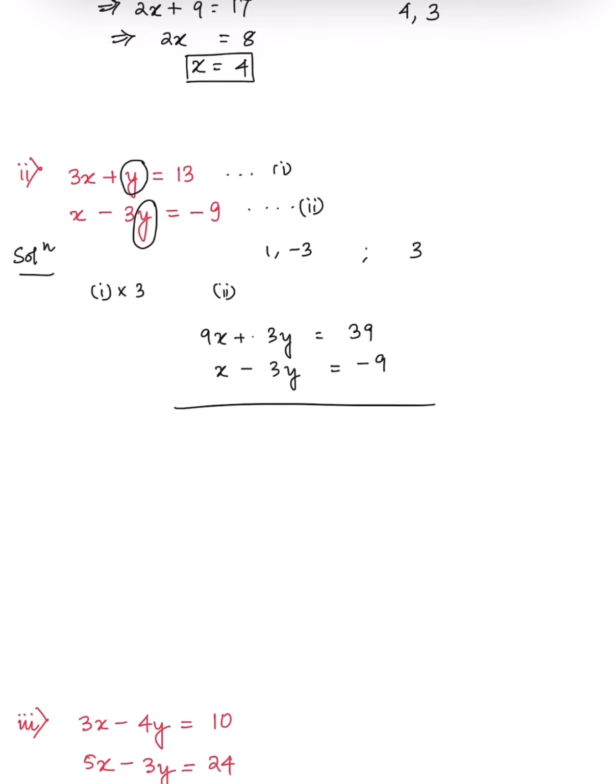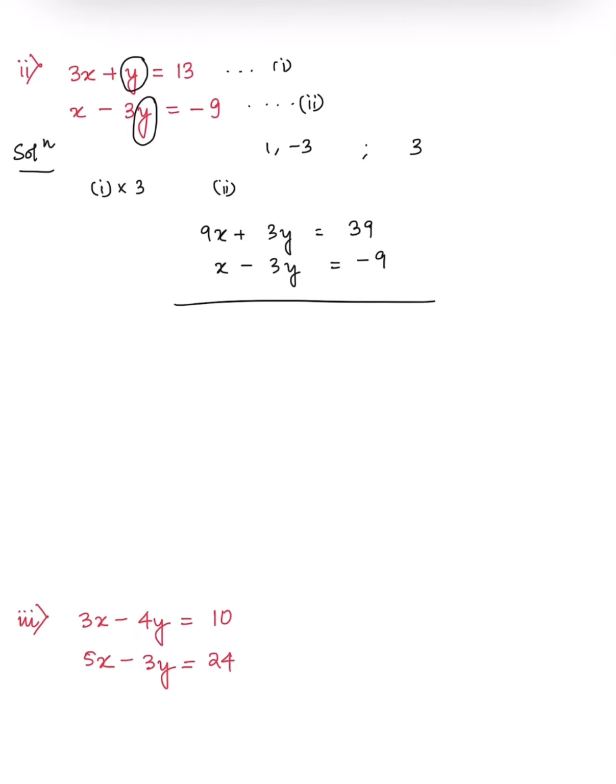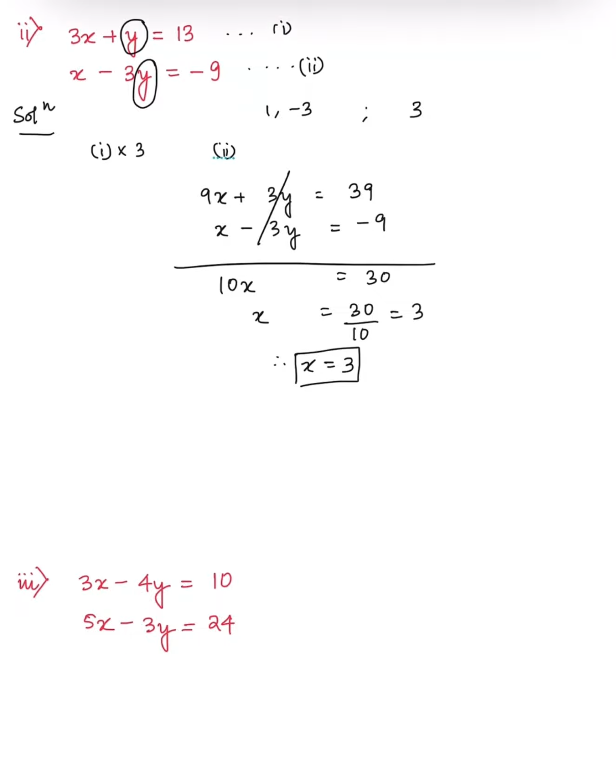Now you see this is plus, this is minus. So these are already cancelling out. So you can just add them. 10x will be equal to 30. X will be equal to 30 by 10, that is 3. So therefore x will be equal to 3. Now I'll again plug it back. It may be equation 1. So 3x plus y is equal to 13. 9 plus y equal to 13. Y will be equal to 4. So my solution is 3, 4.